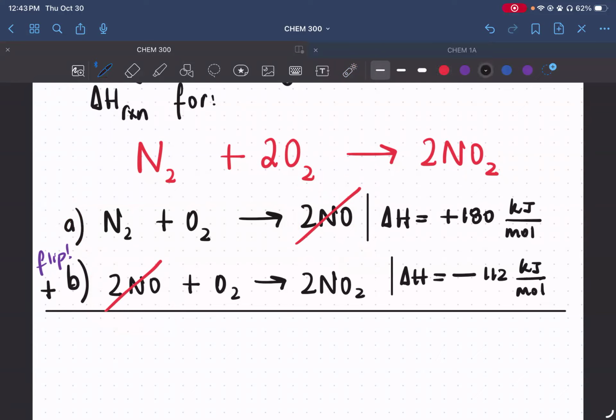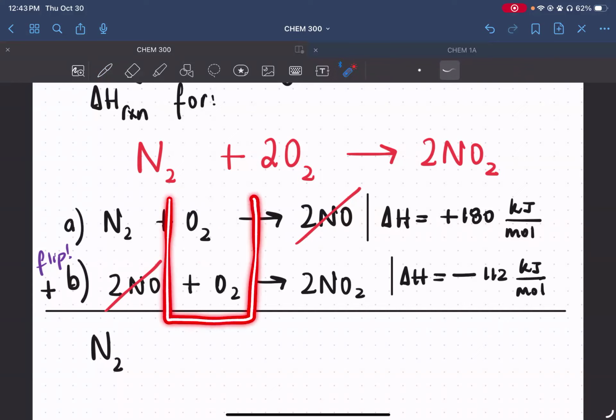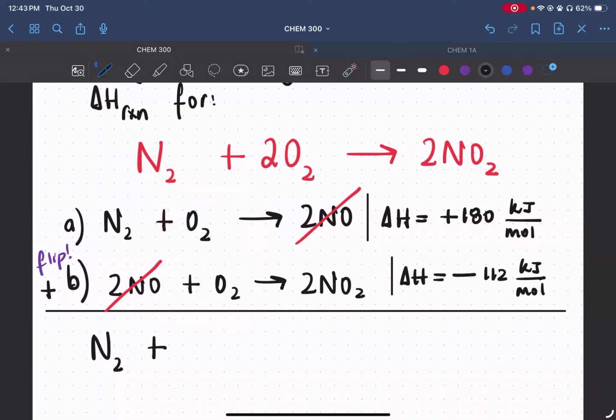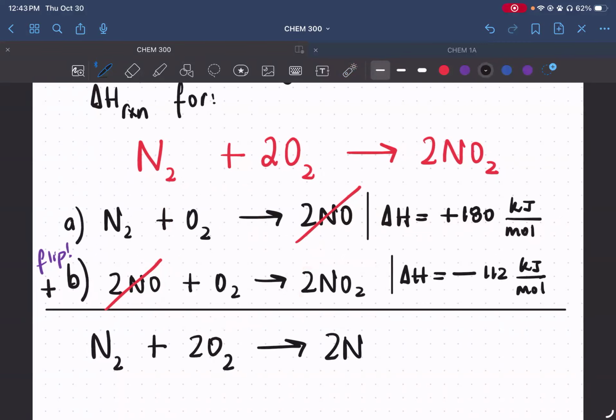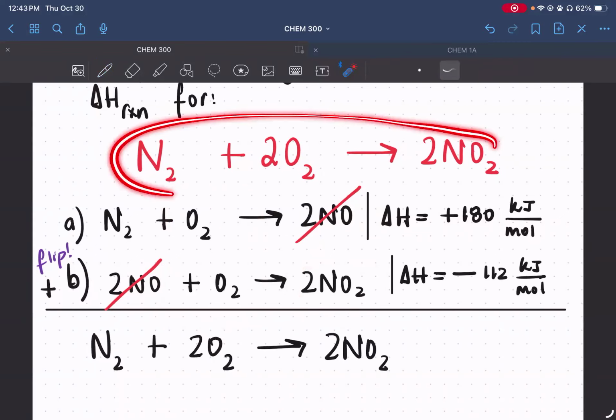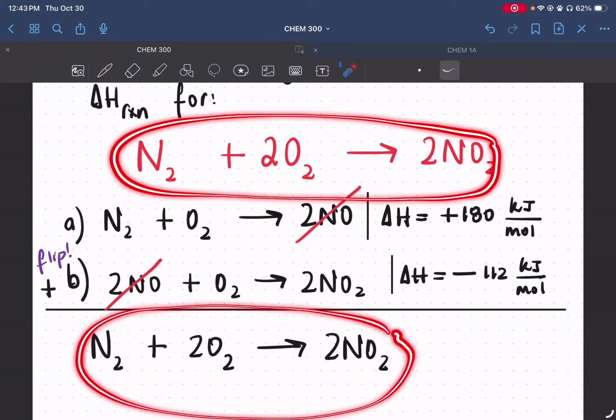And when we add these terms together, N2, well, there's no other N2 anywhere, so this is just flat N2. Looking at oxygen, well, would you look at that? There are 2 oxygens on the reactant side. When added together, this is 2O2. On the product side, we have 2NO, nothing added there. This is 2NO2. And lo and behold, that matches our given reaction to the T.